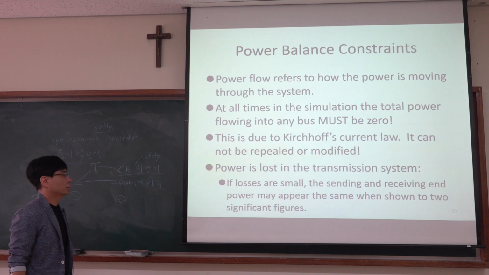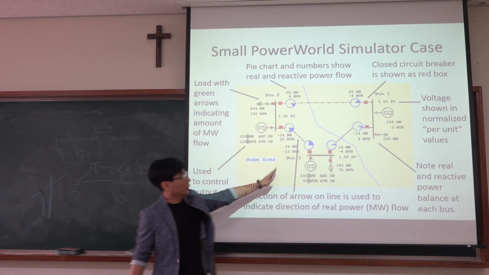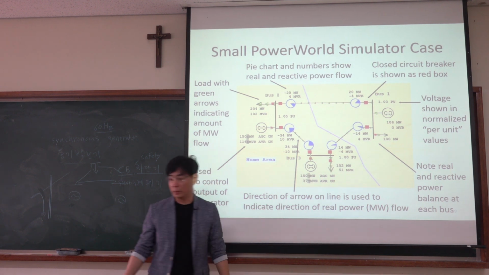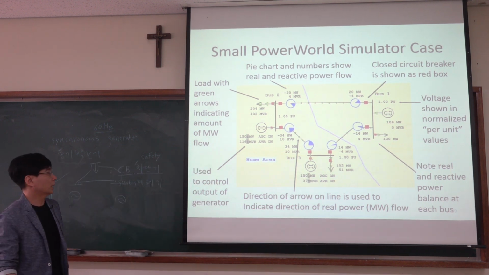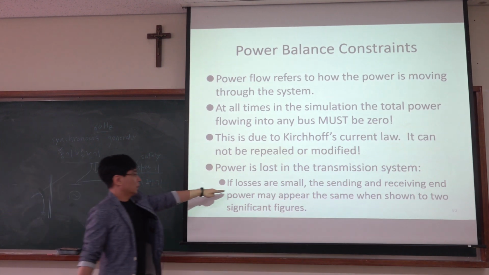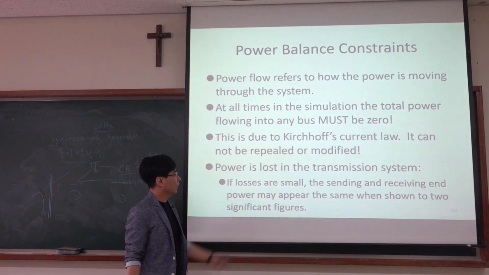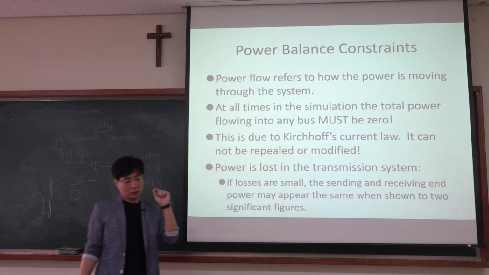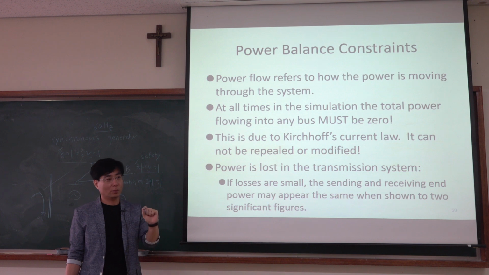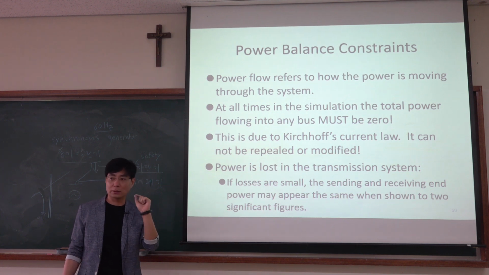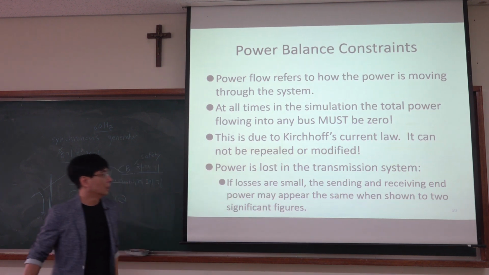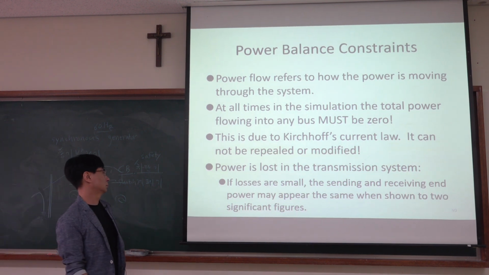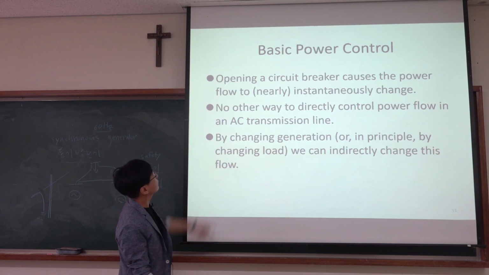Power is lost in the transmission system. In this case, there are no power losses because the outgoing power is equal to the incoming power. But typically, we have power losses in the transmission line. And if these losses are small, the sending and the receiving end power may appear the same. By the way, in power systems, power losses is always used as a plural. I don't know why, but not power loss, but power losses. Yeah, when shown in a single figure.